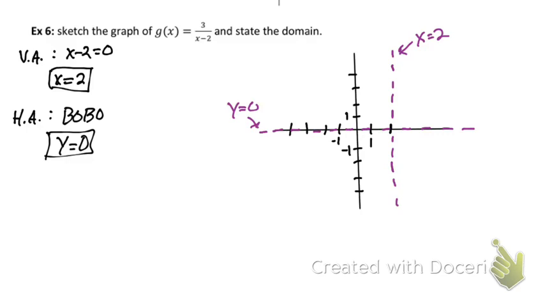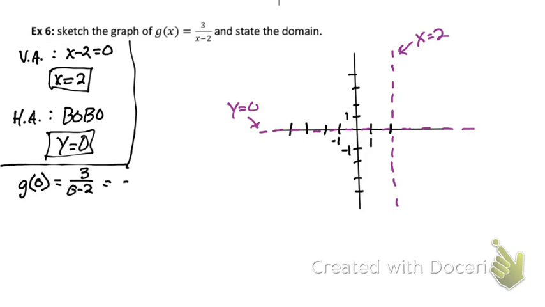So we're going to check a couple points. Let's go ahead and check g of 0. So these are my asymptotes, that's done. Let's check g of 0. We plug 0 into our equation. So that's 3 over 0 minus 2, which equals negative 3 over 2. I really only care that it's below the x-axis, but we'll plot 0, negative 3 over 2. Let's go red. Here. That's enough for me to get a sketch. Our graph is going to look something like that.